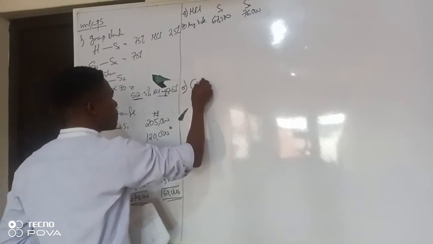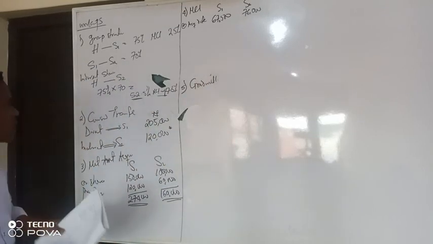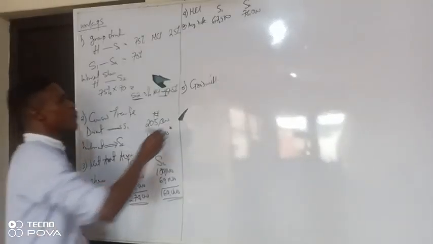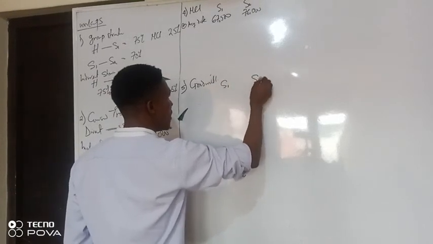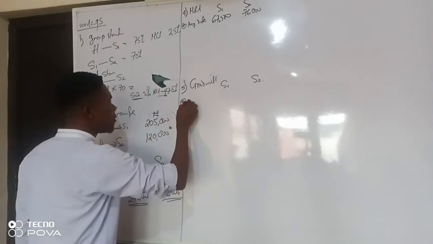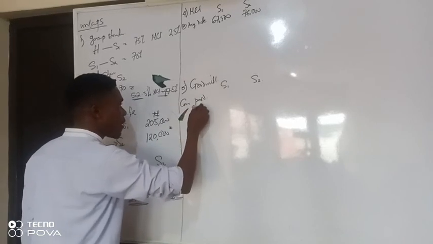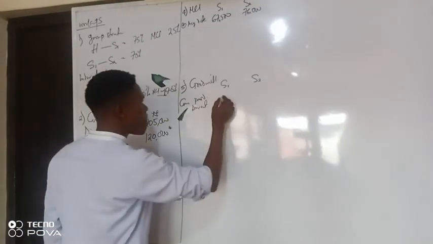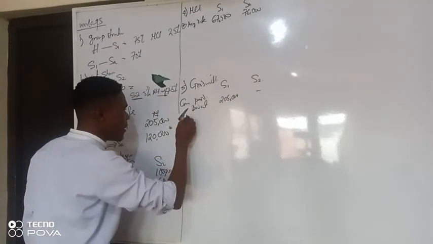Then number 5, goodwill. Now, this is where you have to be very careful. Goodwill for S1 and S2. Are we together? Now, consideration paid. The one paid directly for S1: how much do we pay for S1 directly? 205. And the one that S1 paid is the indirect.